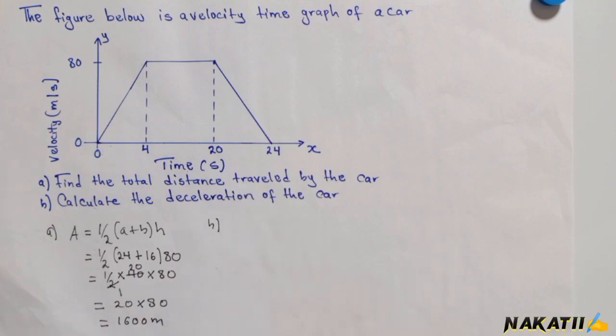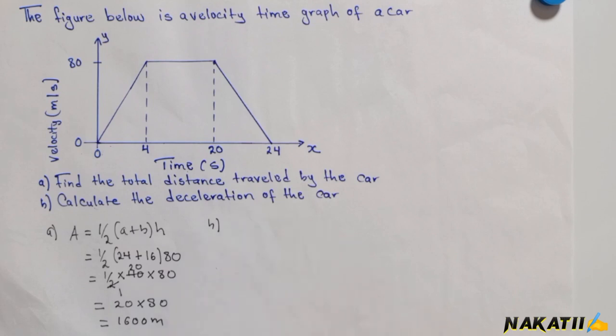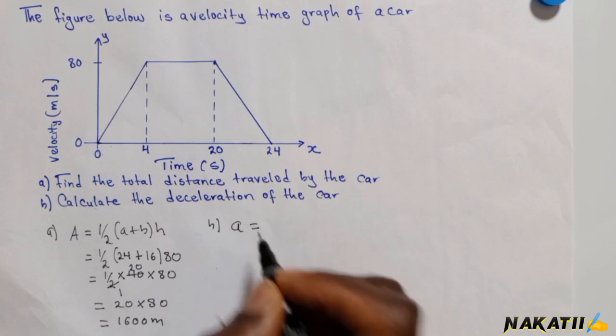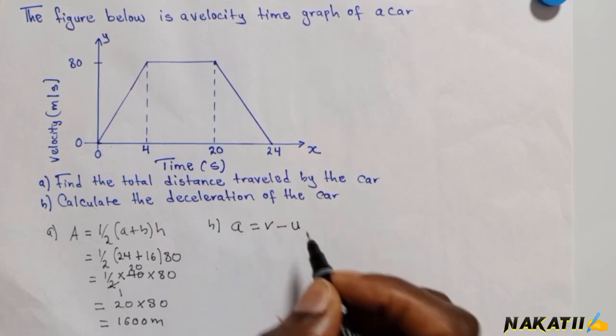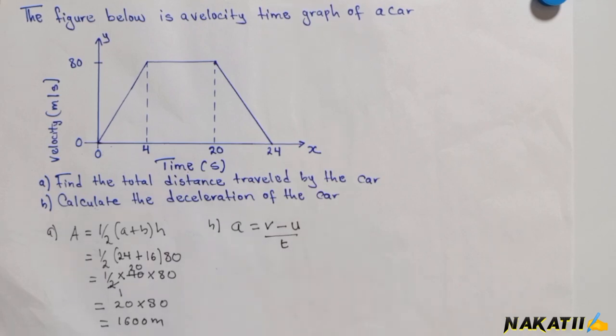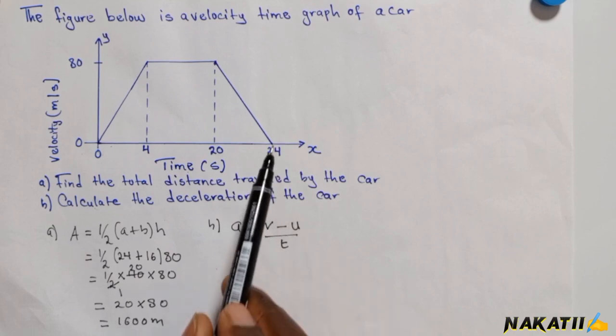We don't have a formula for calculating deceleration, but deceleration is simply negative acceleration. Therefore, we use the formula of acceleration to get deceleration. We will say acceleration is final velocity minus initial velocity divided by time taken for that car to decelerate. And therefore, this one will be the final velocity. This is where it stops.